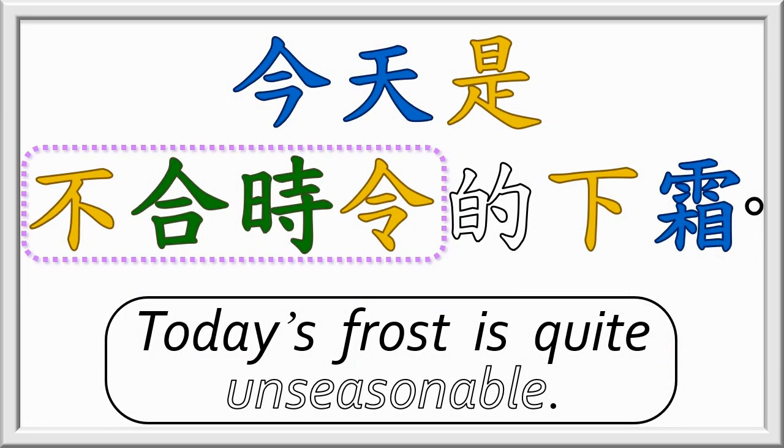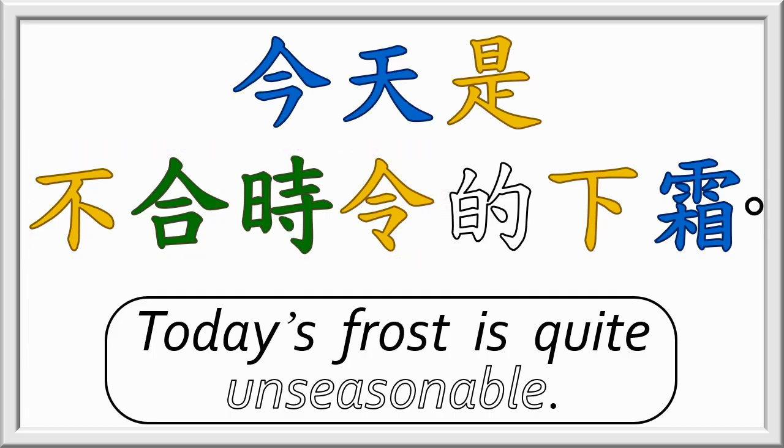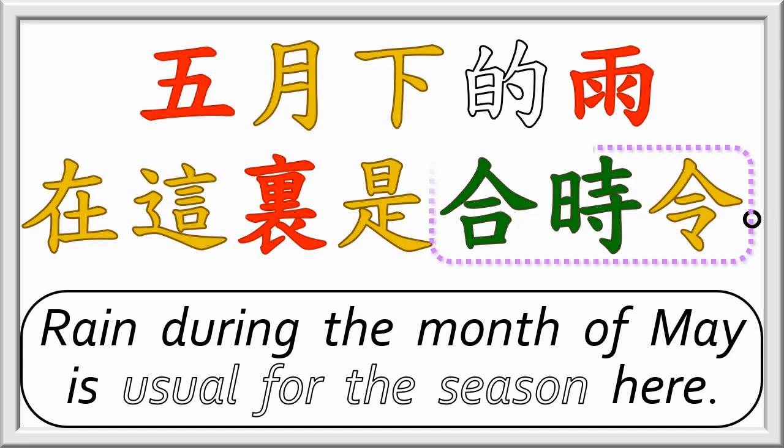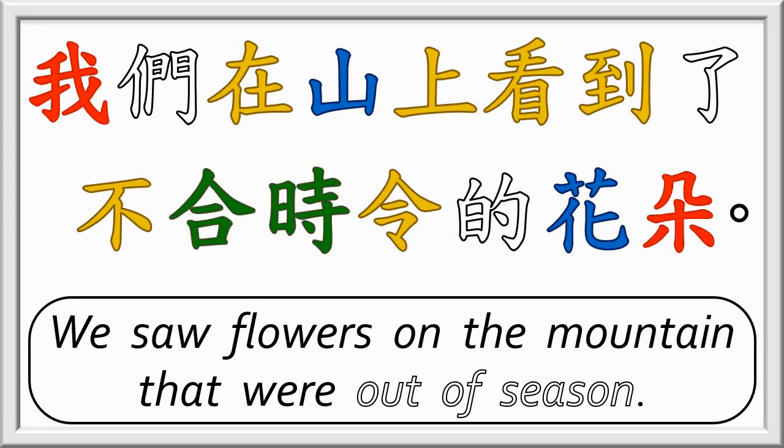When something is in or out of season, Chinese uses 合 or 不合时令。今天是不合时令的下霜。Today's frost is quite unseasonable. 5月下的雨在这里是合时令。Rain during the month of May is usual for the season here. 我在山上看到了不合时令的花朵。We saw flowers on the mountain that were out of season.